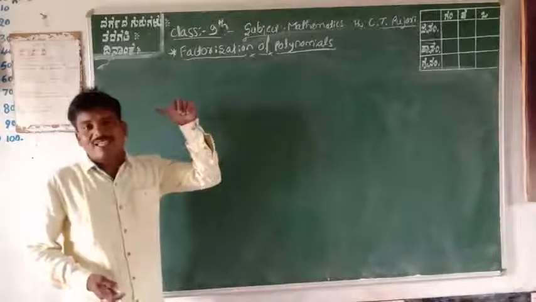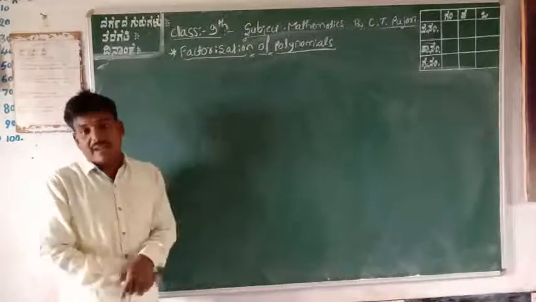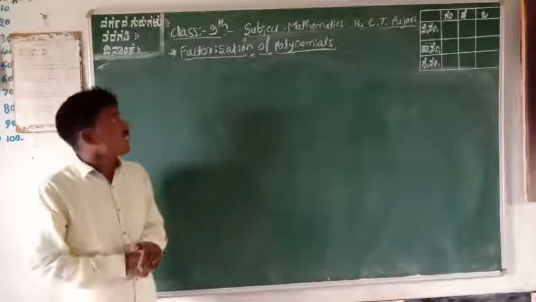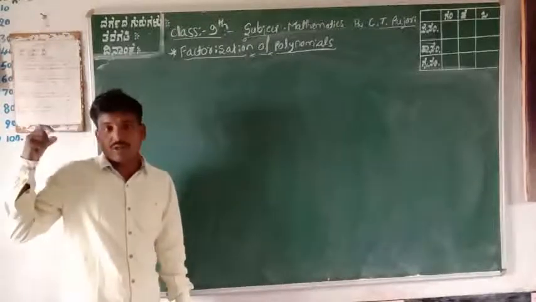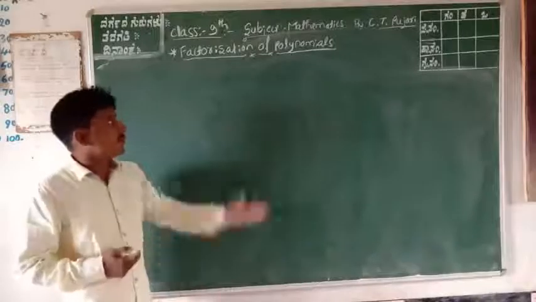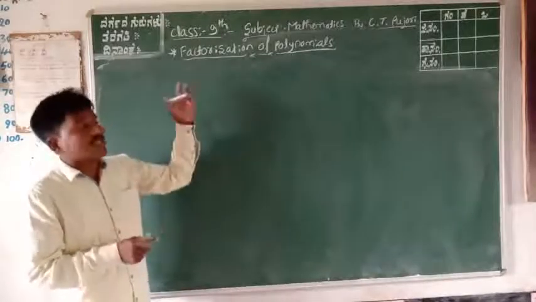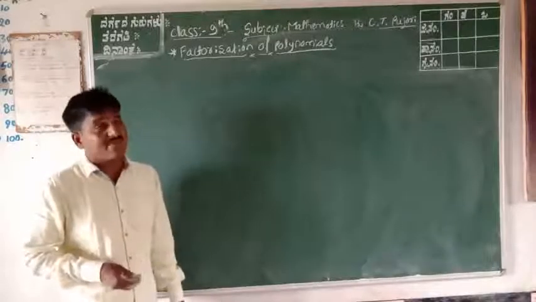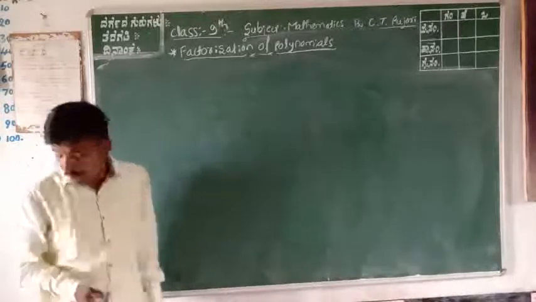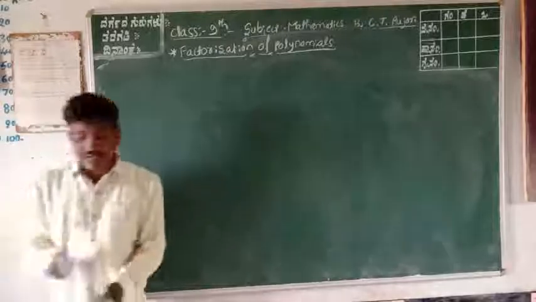In your previous class, you learned about the remainder theorem and the division method. You can also do division of polynomials. Today we study only the factorization method. There are 4 or 5 methods, and we will take examples one by one. First, the example in your exercise.